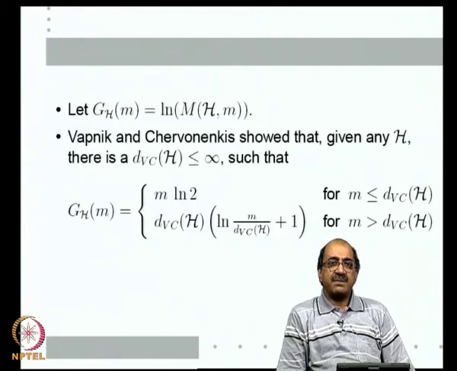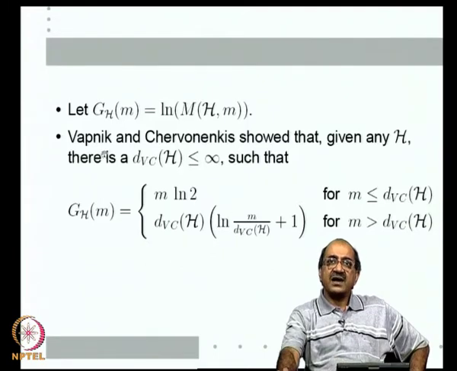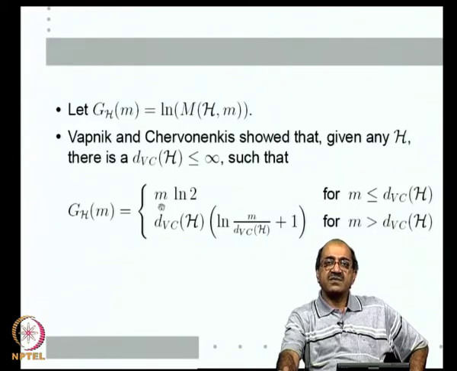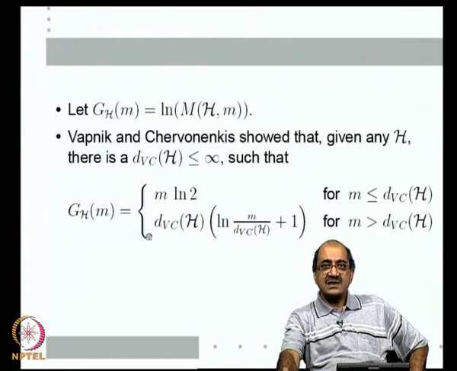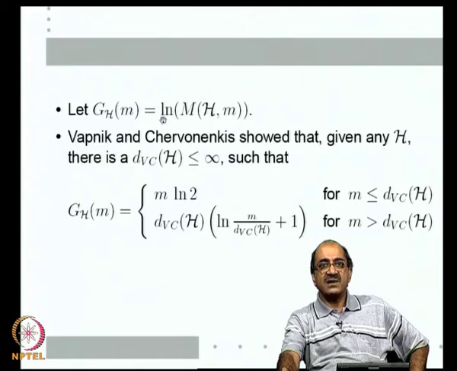In a very seminal paper in the 70s, Vapnik and Chervonenkis showed that for any family h, there is a number which we call d subscript VC of h, which may be infinite, that is why I said less than or equal to infinity, such that as long as m is less than or equal to d VC of h, g h of m grows linearly in m ln 2. Basically, what it means is that capital M itself grows as 2 power m. That is why ln of that will become m ln 2.